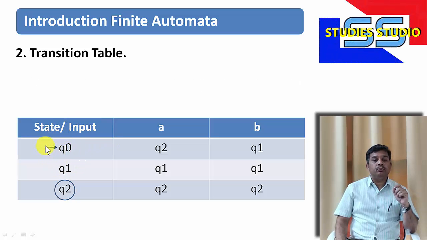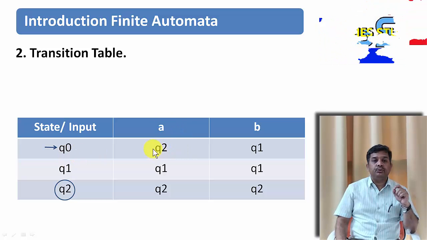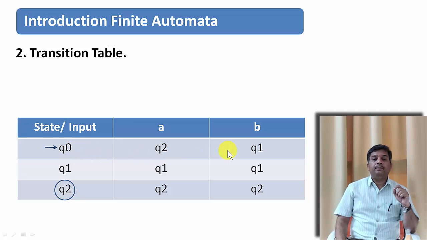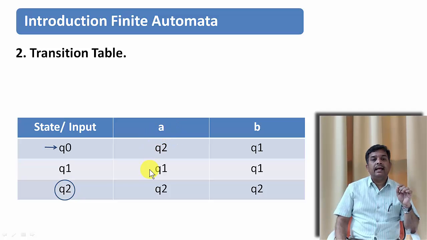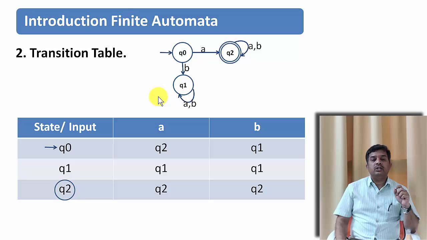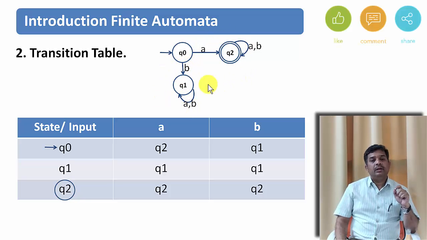This arrow to Q0 represents that this is the starting state, and a circle on Q2 represents that this is the final state. So on Q0, if input A is given, it is supposed to go to Q2. On Q0, if input B is given, it is supposed to go to state Q1. Similarly, if the state is Q1, on giving input A, it will go to Q1, and on giving B, it will go to Q1. Similarly for Q2. So if I want to represent it, the corresponding state diagram will look like this.